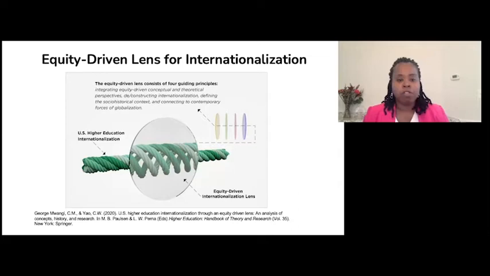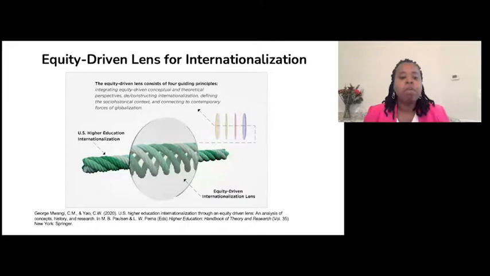In doing so, we identified four guiding principles of our lens, which was important for us to develop because while internationalization is increasingly a strategic priority in higher education, growing scholarship demonstrates that internationalization practices such as education abroad, international student recruitment, and cross-border partnerships can engender Western superiority, elitism, and hegemony. Conversely, an equity-driven lens assumes that education institutions and their processes are not neutral, and thus it's important to be intentional about putting equity at the center of our research, practice, and policy.